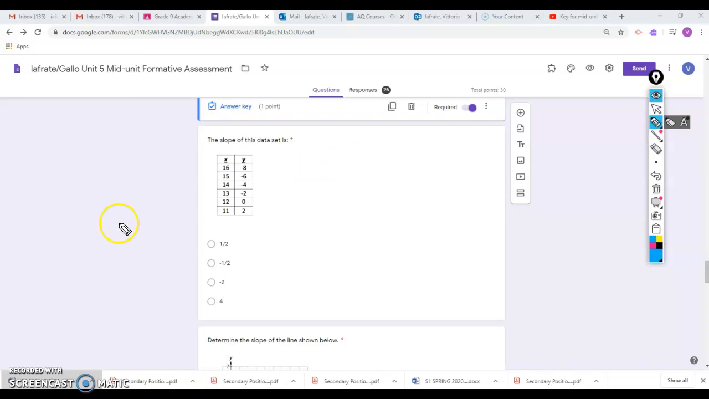Well, first we calculate your rise, which we already figured out, -2. The run is the difference in the x values. So we do 15 minus 16 is -1. So our rise over run would be -2 over -1. And we get 2.